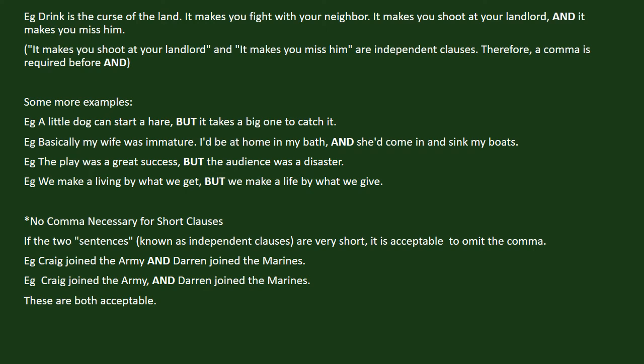It makes you fight with your neighbor. It makes you shoot at your landlord, and it makes you miss him. In this example, it makes you shoot at your landlord, and it makes you miss him are independent clauses. Therefore, a comma is required before and. 喺呢一個例子裏面呢 it makes you shoot at your landlord 同埋 it makes you miss him 係兩個獨立嘅子句嚟嘅，所以用連詞嘅時候係需要加返個逗號㗎。Some more examples. For example, a little dog can start a hare, but it takes a big one to catch it.